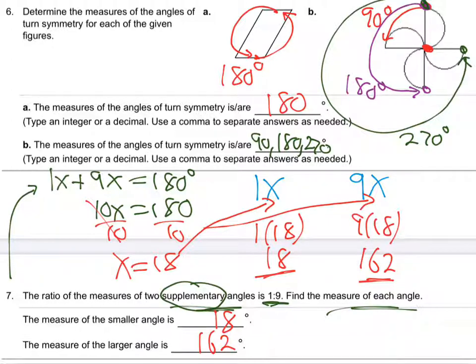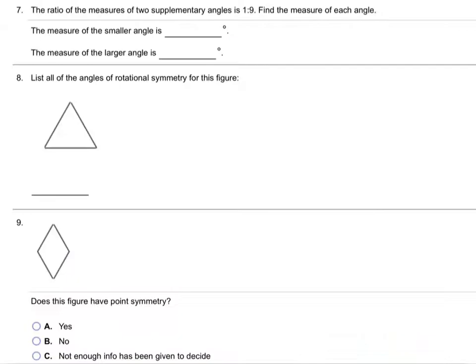So I solved for x. And then once I got the answer for x, I plugged in x to the original formulas, 1x and 9x. So the ratio of two supplementary angles is 1. Oh, we just did that one, huh?